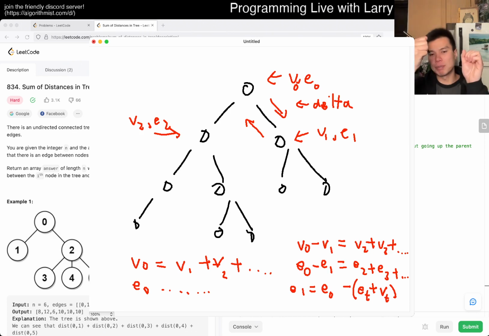Because now all those paths, is this, is minus.